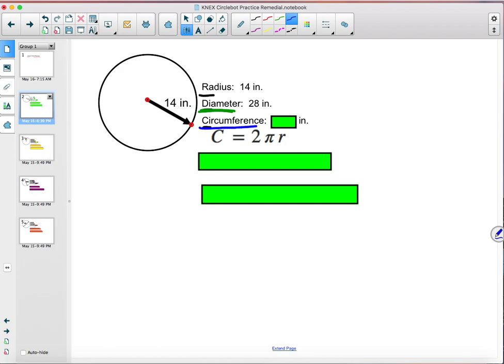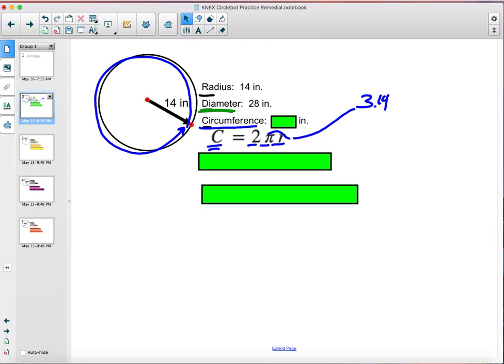Then it asks you to find the circumference of a circle. Remember, circumference is the distance around a circle, and you use the formula for circumference of 2 times pi times the radius. There are other formulas they use, but this is the formula that we were taught in our videos. And so we have to remember that pi is 3.14. That's the working number for pi.